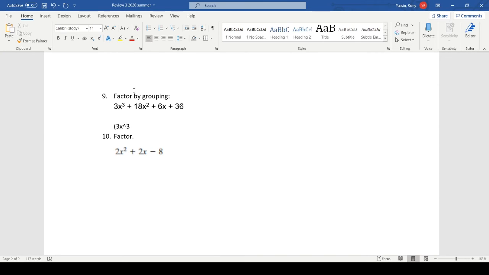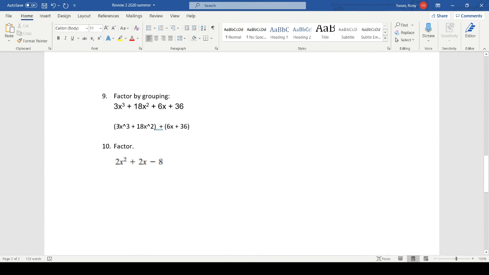So the first parentheses is going to have 3x to the third plus 18x squared, and then the second parentheses will have the 6x plus 36. Okay, so we're going to start off by just splitting the first two terms and the second two terms up in their own parentheses. Okay, now we can treat them individually from each parentheses.